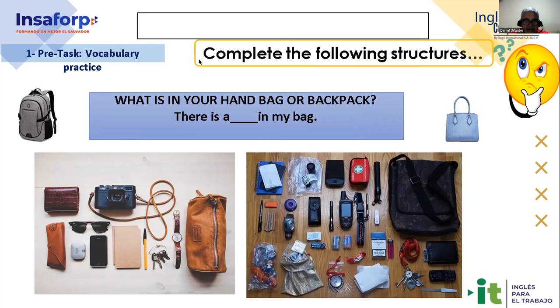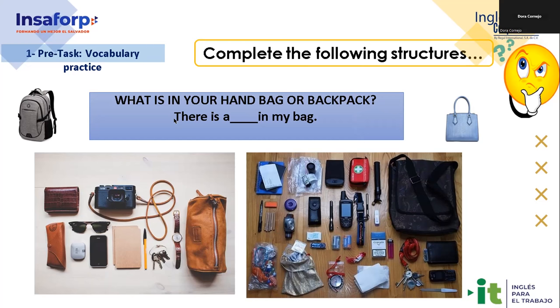There is a watch. A watch? What else? Anything else? Come on. Glasses. Okay, sunglasses or glasses. Sunglasses y los otros lentes también, ¿cómo se dice? Lenses. Or glasses. Lenses. Glasses. Okay. What else? Just that? Solamente?